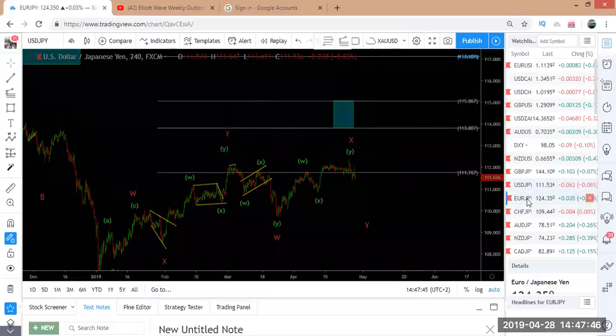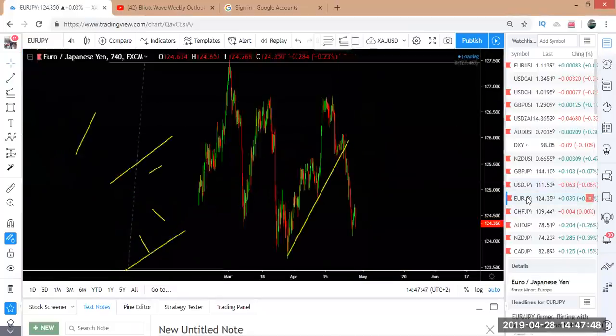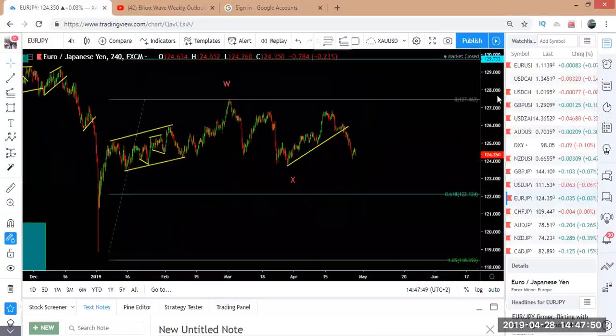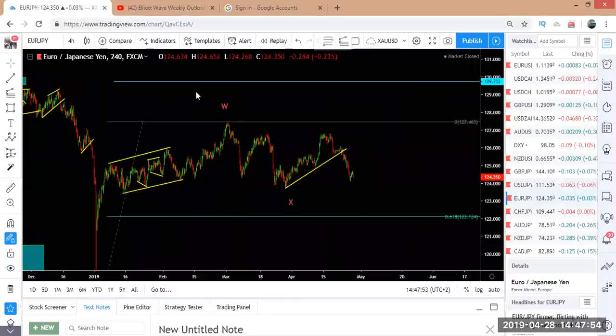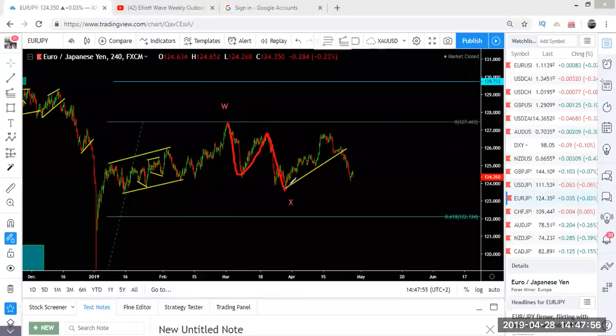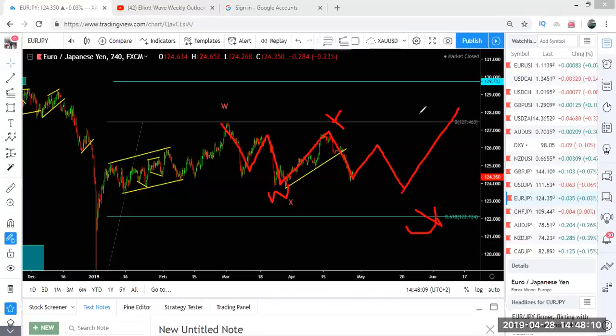Now Euro JPY. Euro JPY. We've got a move here. So I thought this was going to make a 1, 2, 3, a 1, 2, 3 to the upside. It looks like it is making a 1, 2, 3 pullback. Expect another 1, 2, 3. This is your WXY. And still we'll go to this move, because what you will have here is this.